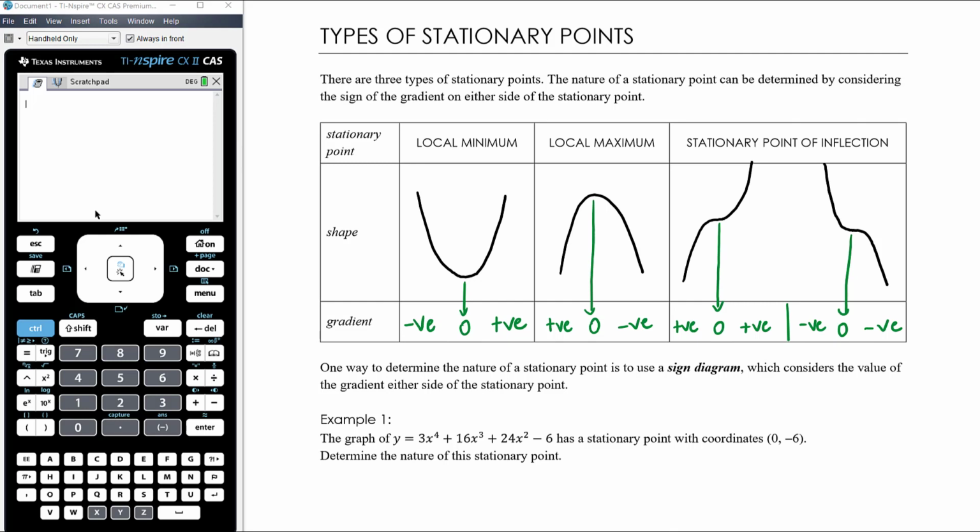So what we want to do to determine the nature of a stationary point, if we don't know what the graph already looks like, there'll be times when you already know what it looks like and you know it's going to be a maximum because you're familiar with that function type. But if we don't know, what we want to do is consider what's happening with the gradient either side of the stationary point. And to set that up, we write something which we call a sign diagram, and we'll look at how we present that and how we set that up.